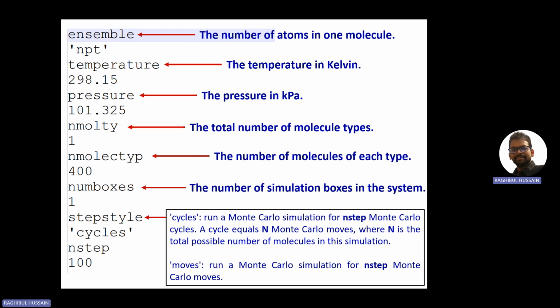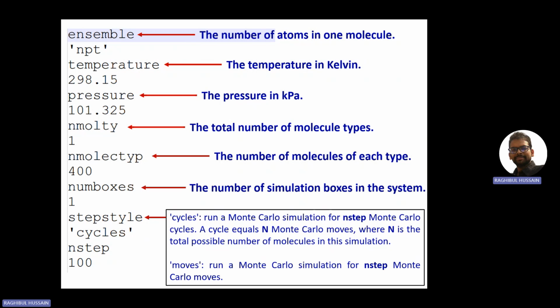So the first, see, these are the keywords. You cannot change these keywords. You cannot write temperature in short as temp. So the first word is ensemble. Whatever problem you are doing, in this case 100 water molecules, we have already identified the ensemble, so you have to write NPT here. Whatever ensemble you have, you write.